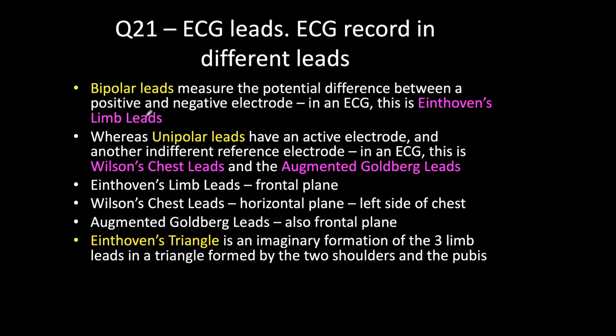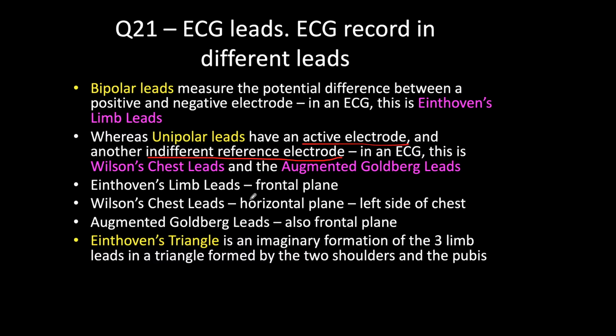Whereas unipolar leads have one active electrode and another indifferent reference electrode. So obviously with unipolar, there's no negative or positive here, just one active electrode and an indifferent reference electrode. In an ECG, these are the Wilson's chest leads and the augmented Goldberger leads. Is it necessary to remember the names? I don't think so. But they are Einthoven's limb leads, Wilson's chest leads, and augmented Goldberger leads.